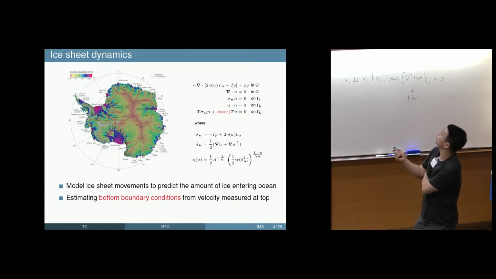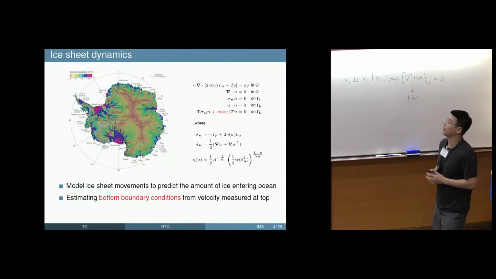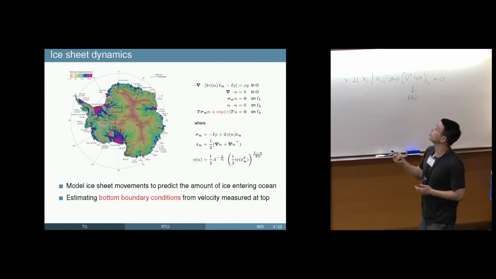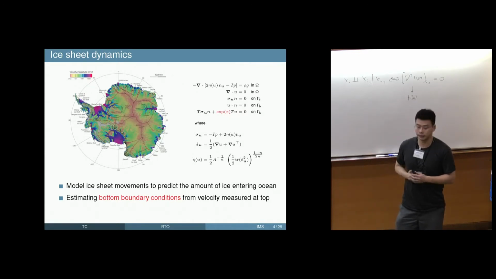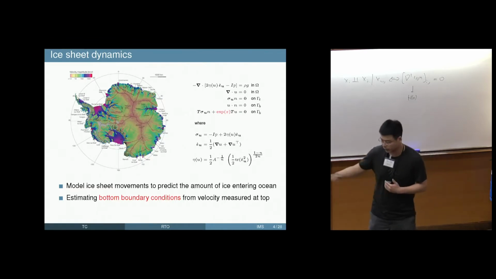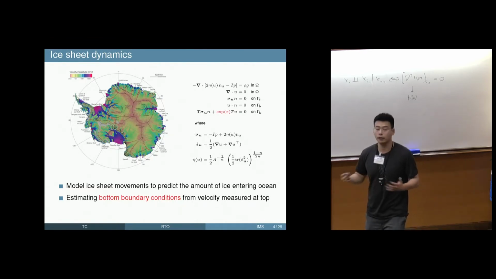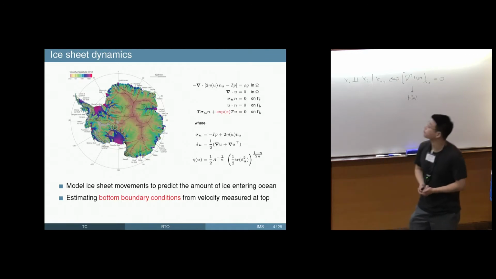In this scenario, we build a PDE model based on the non-Newtonian Stokes equation. What we can observe is the velocity measurement of the ice sheet at the top surface. By running satellites and airplanes, we can measure the velocity at the top surface. What we don't know, the driving factor of this system, is the bottom boundary conditions under the ice sheet. So using the velocity measurement on top of the ice sheet, we want to reconstruct the bottom boundary conditions. This way we can predict in the future how much ice will flow into the ocean. Okay.